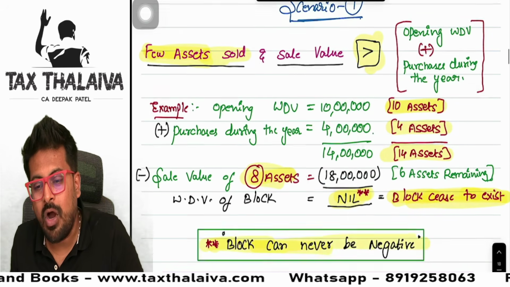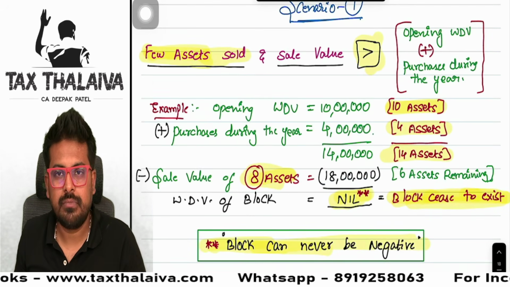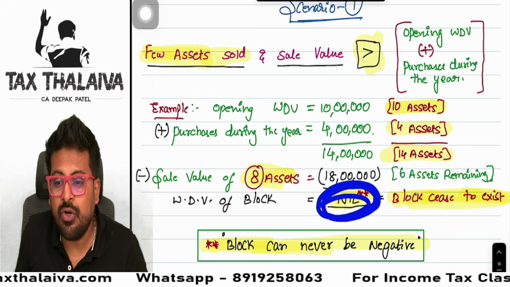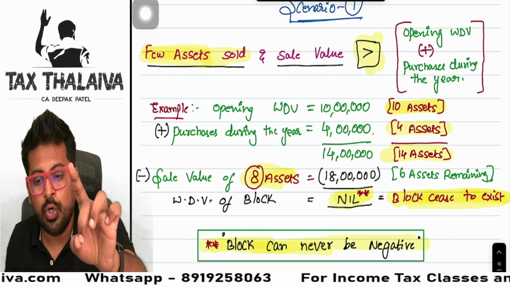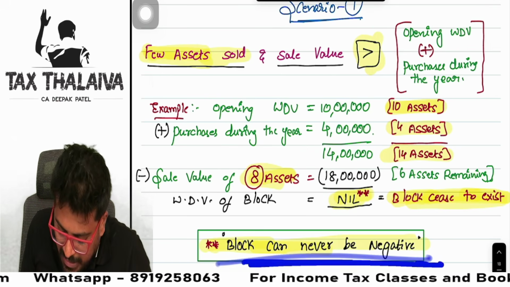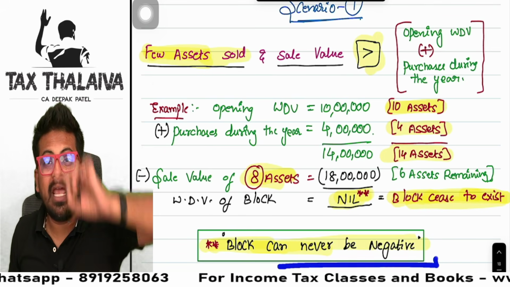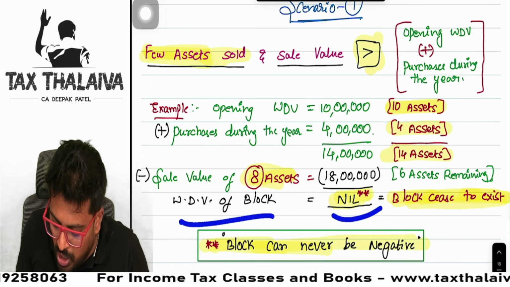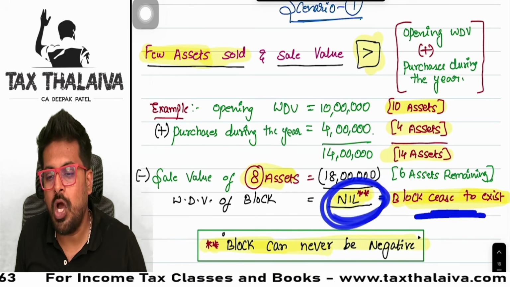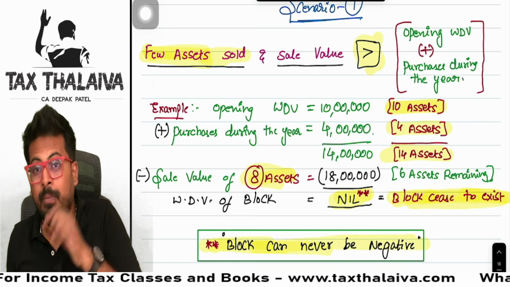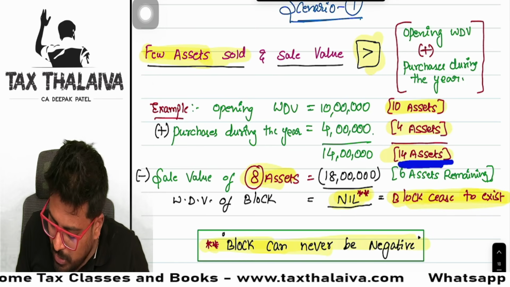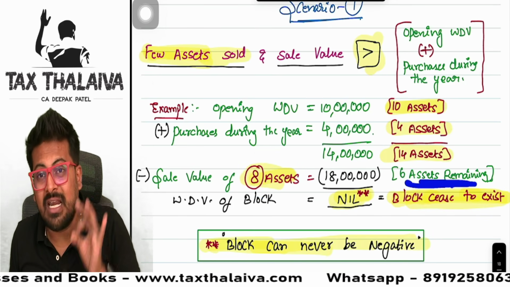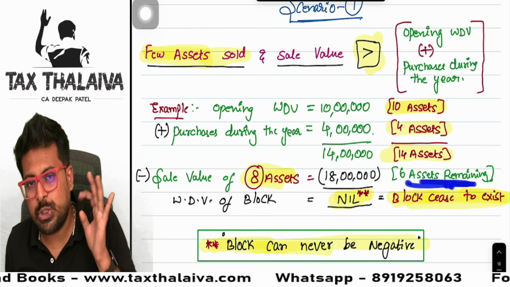In that case, what will you get? If you reduce 14 minus 18 lakhs, you will get a negative figure of 4 lakhs. But just now I told you, the block can never be negative, guys. So, the WDV of the block will become nil and the block will cease to exist. But you will have a doubt: sir, out of 14 assets, we sold only 8 assets. 6 assets are still remaining. How can you say the block has ceased to exist?